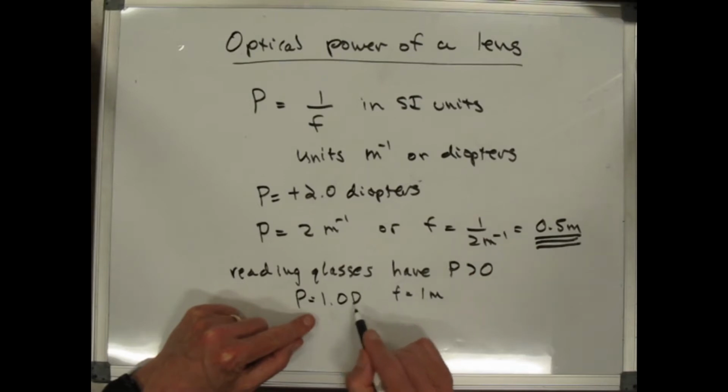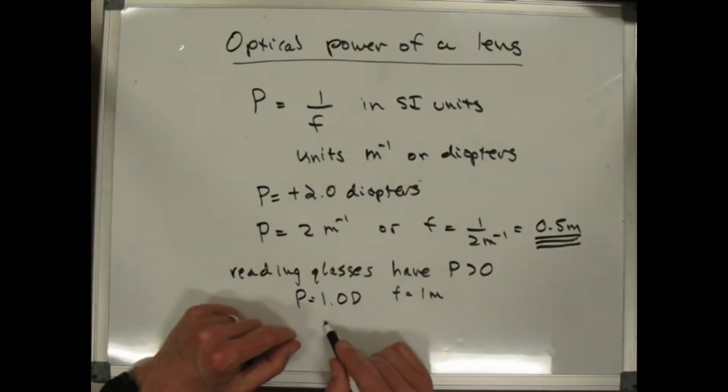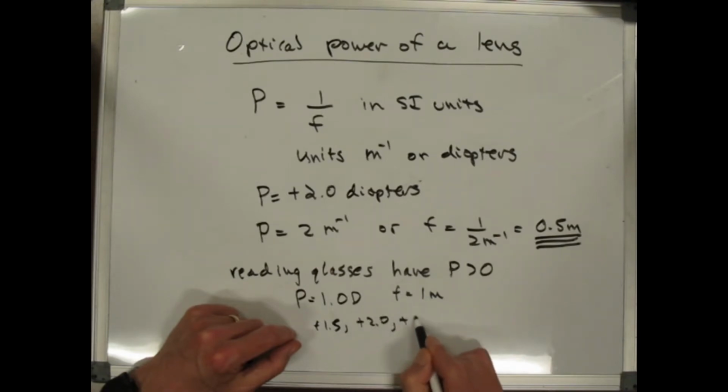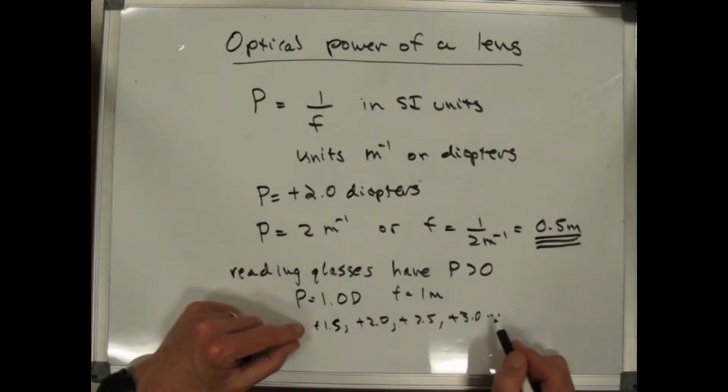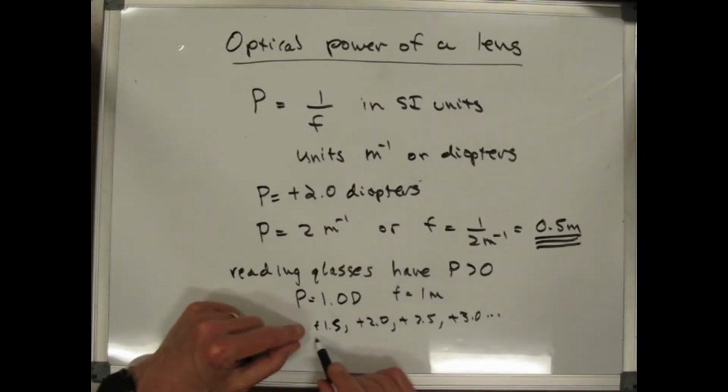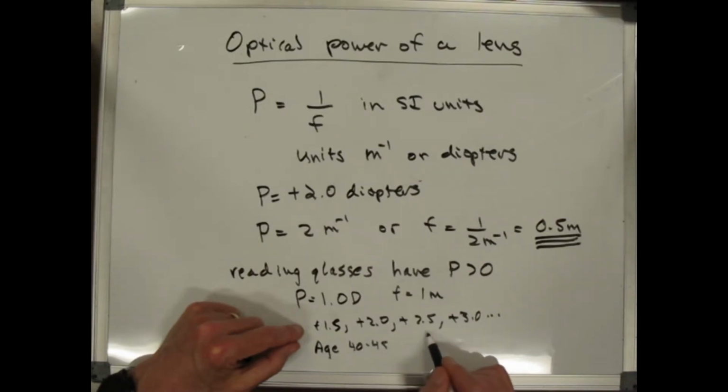So this is diopters. Usually you'll see common powers are plus 1.5, plus 2.0, plus 2.5, plus 3.0, and so on, 3.5 or 4. Probably it doesn't get too much higher than that. Usually this happens around age 40 to 45 or something like that. I'm about 60 and I'm somewhere in here. I have some of these and I have some of these.